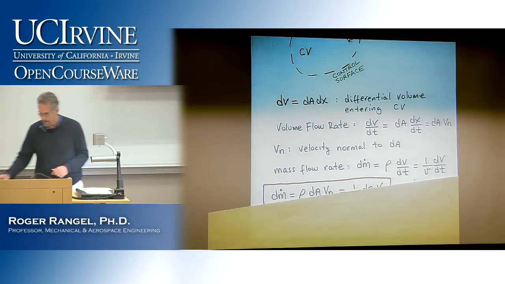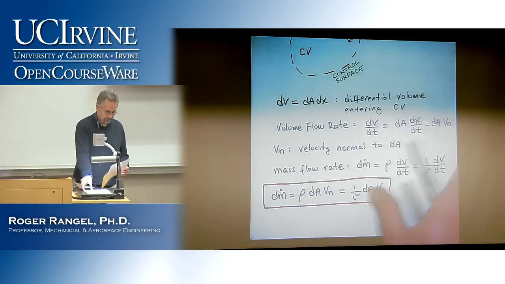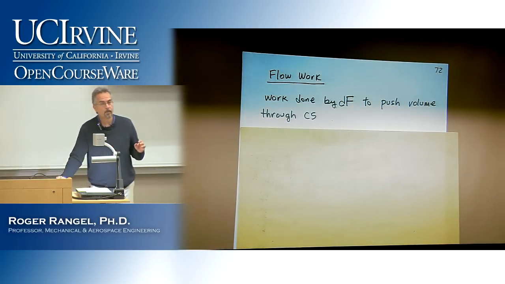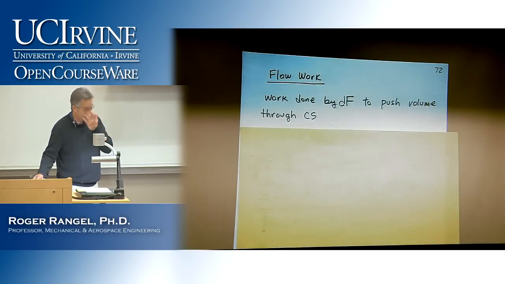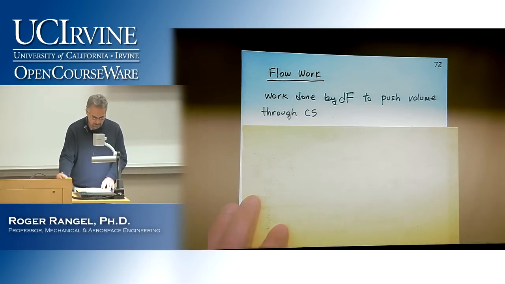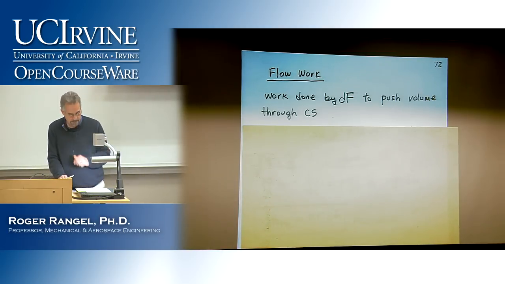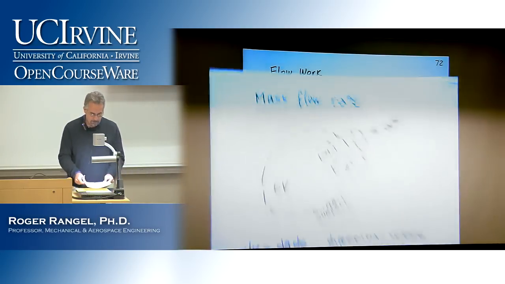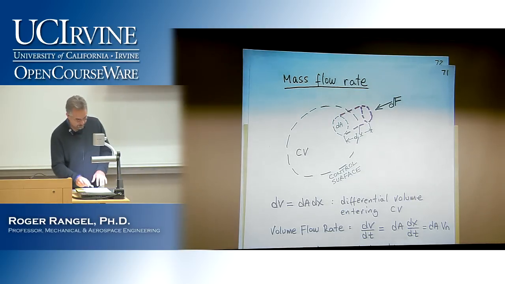So let's calculate that amount of work. So we give it a name. We call it flow work. Just because it is the amount of work that is needed to flow that mass represented by the stocky cylinder into the control volume. So flow work is the work done by that force dF to push the volume through the control surface. CS is the control surface. Okay, so how much work do I need? What will be the work needed to completely push this red cylinder into the control volume?